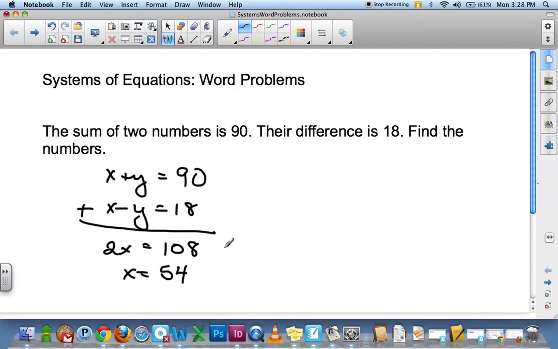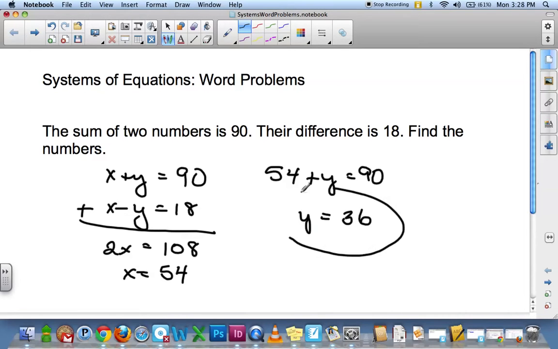Next thing that we're going to do is plug in that 54, and I'm going to use the top equation, and it's going to say 54 plus y equals 90. Okay, I'm going to subtract 54 from each side, so I'm going to get y is equal to 36. So looking at these two, if I subtract them, I'm also going to get 18, so I know that these are my answers, that y is equal to 36 and that x is equal to 54.